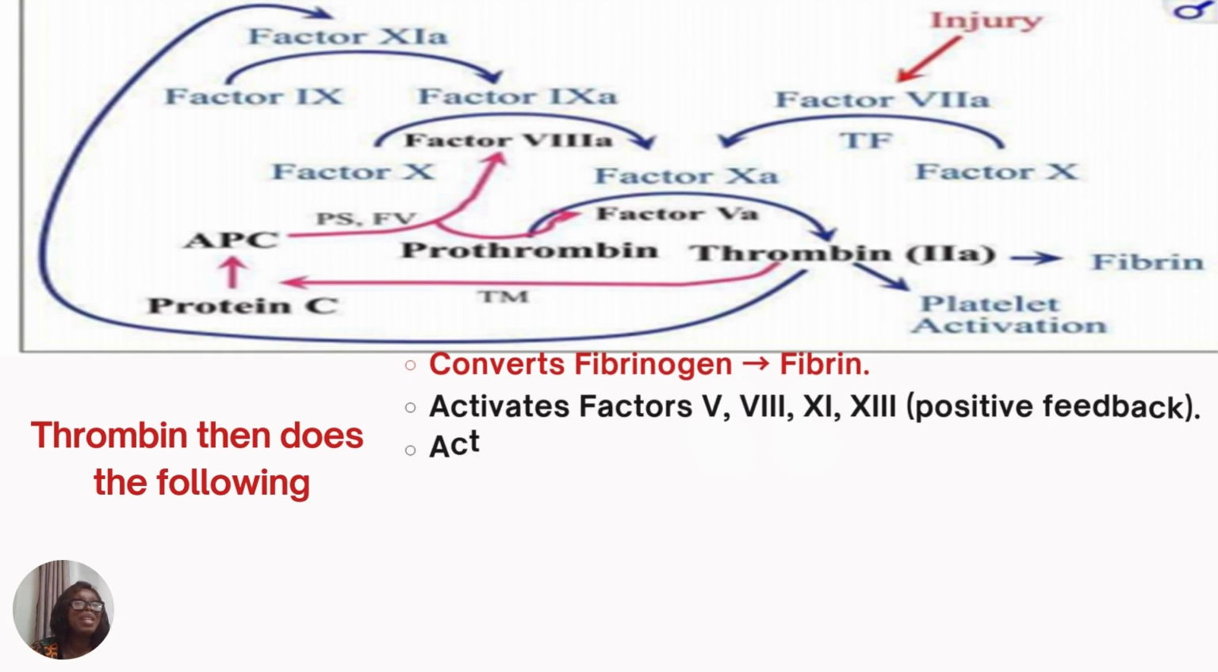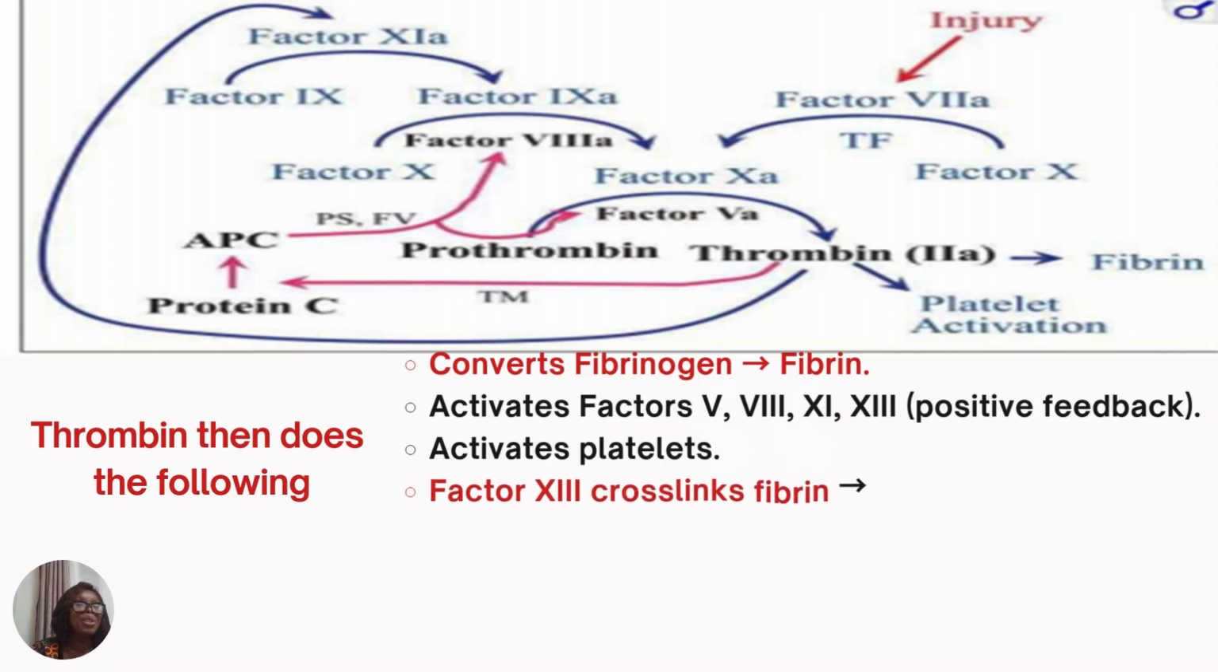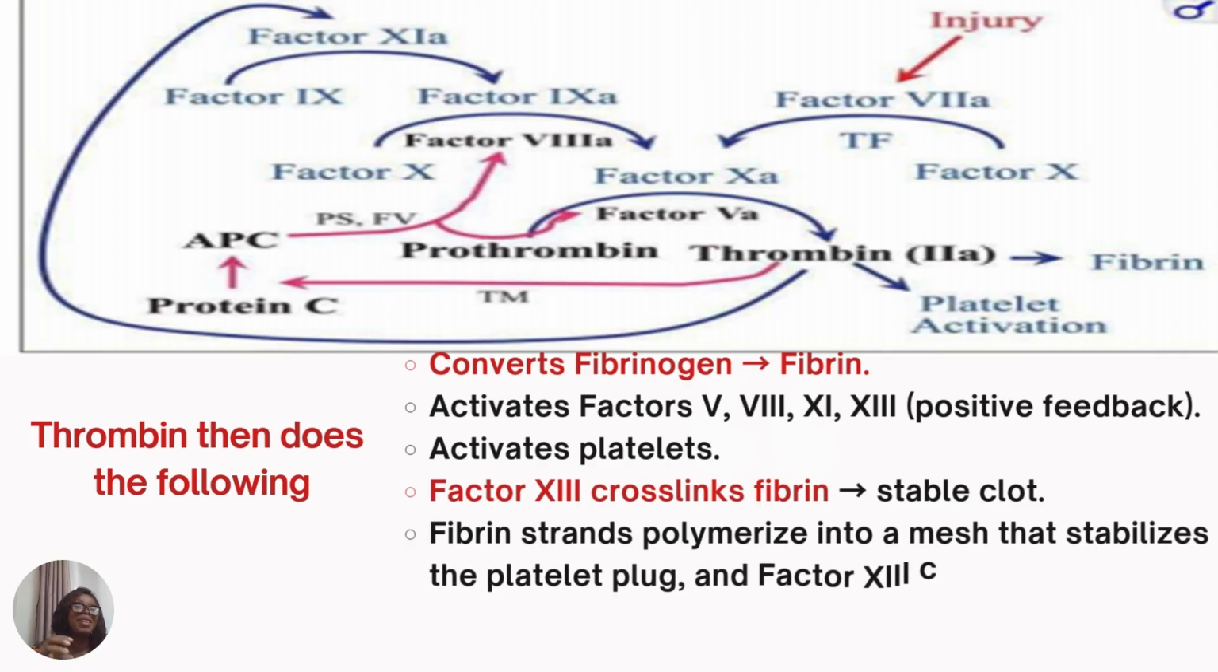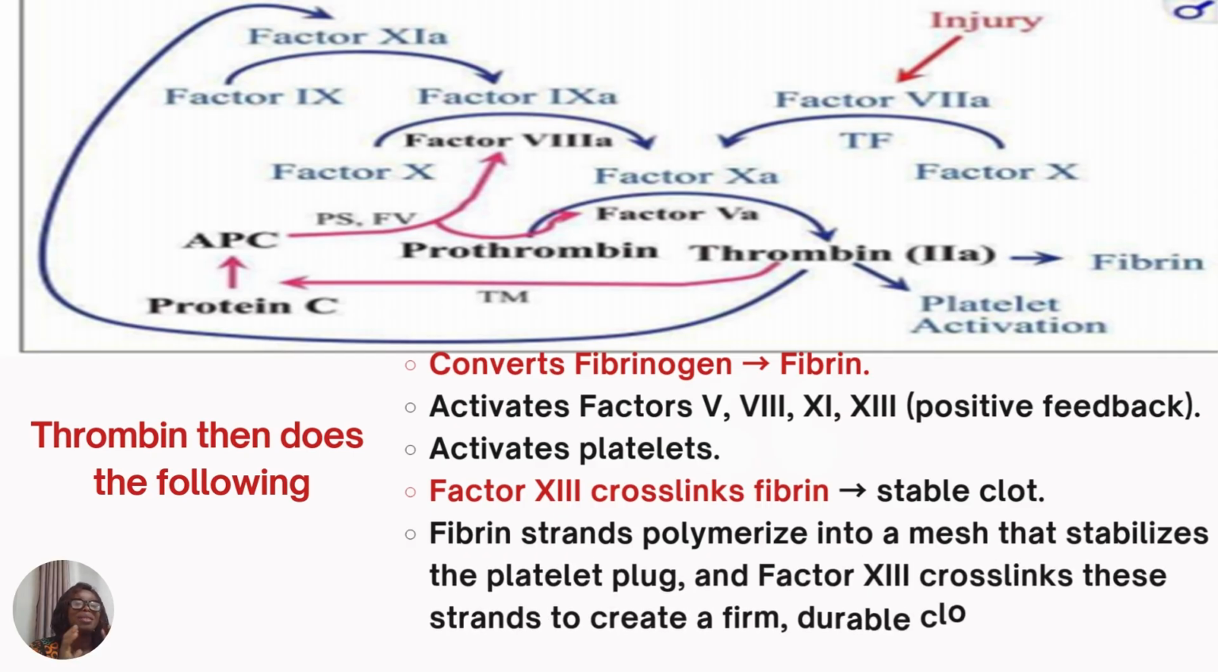Now, when prothrombin is converted to thrombin, what follows next? Remember we said that thrombin is actually the central protein enzyme in this particular pathway. When prothrombin is converted to thrombin, the thrombin then does the following. The thrombin converts fibrinogen to fibrin, and the thrombin also activates further factor 5, factor 11, and factor 13, which is a positive feedback mechanism that enhances the coagulation cascade more and further reinforces thrombin production.